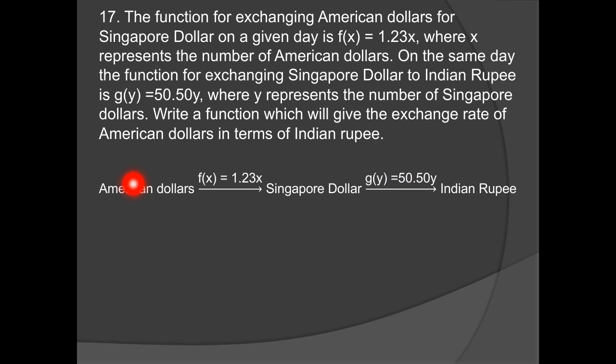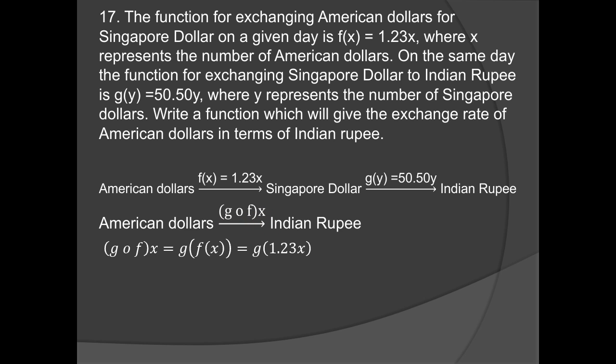You are asked to find American dollar to Indian dollar. Can you understand? American dollar to Indian dollar. It means a composition function. So it is nothing but what? G of f. So to convert American dollars to Indian dollars, it is nothing but G of f of x. So G of what is f of x? F of x is 1.23x. So that is written. In the place of y, I have to substitute 1.23 into x, which is equal to 50.50 into 1.23x. So multiplying, I have got 62.115x. Okay.